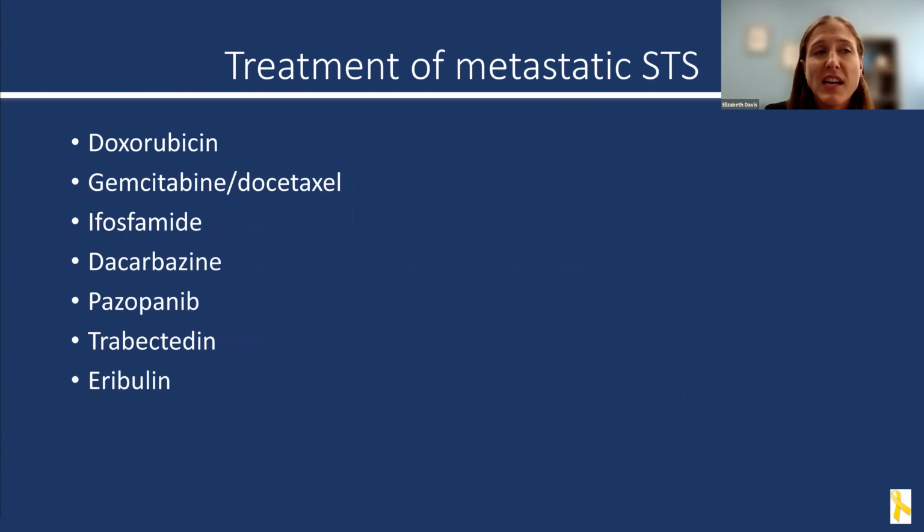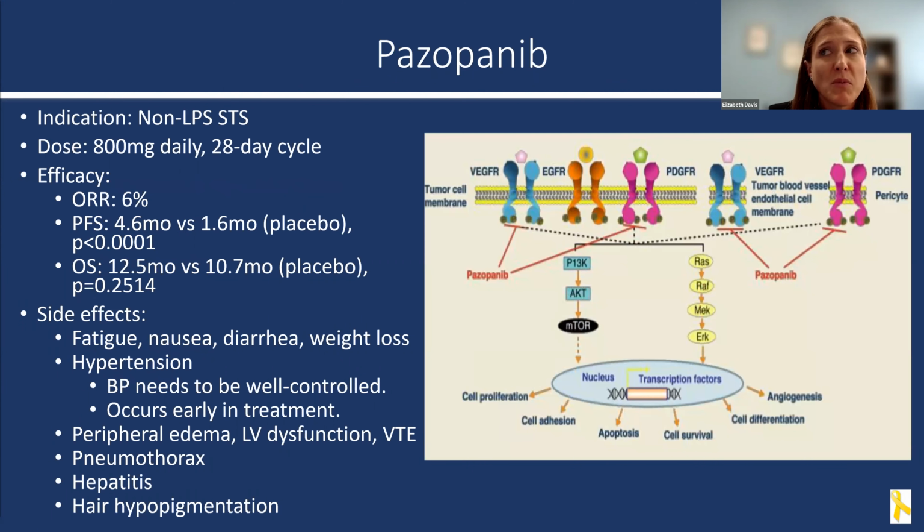There are numerous other agents that can be used in the metastatic setting, including non-FDA approved agents like gemcitabine, docetaxel, ifosfamide, and dacarbazine. I'm going to spend a few minutes just running through Pazopanib, which is approved for non-liposarcoma, soft tissue sarcoma, and it was approved based on an improvement in progression-free survival of 3 months compared to placebo. So this is certainly an agent that can be used.